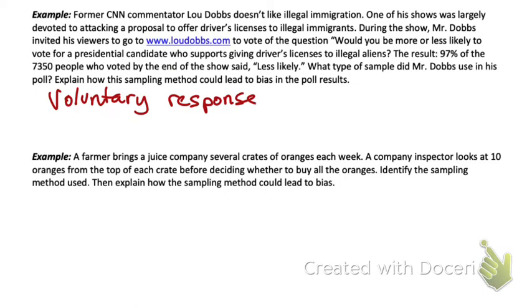What is the problem with this whole survey? It's voluntary. The people watching him are going to say they don't like it. The guy doesn't like illegal immigrants anyway. And so the people who are watching his show, the population, the people who had access to this survey, they probably already agree with him. Otherwise, would they be watching? No. Probably not. And so chances are we're getting a very biased answer.